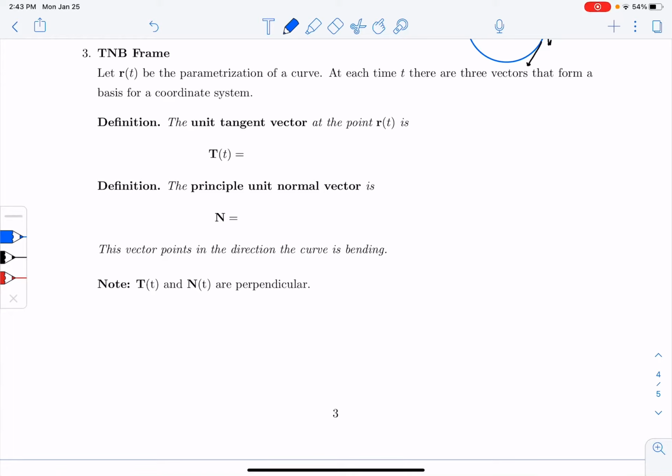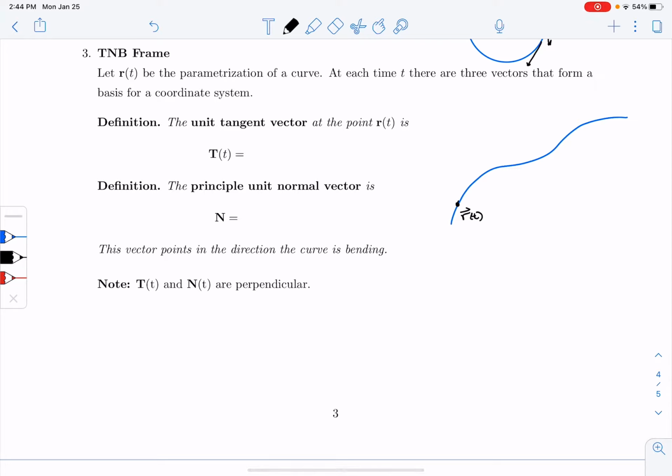We will now discuss the TNB frame. So here we're going to let r(t) be the parameterization of a curve. And at each time t, there are going to be three vectors that form a basis for a coordinate system. So at every point, say r(t), there are going to be three vectors.